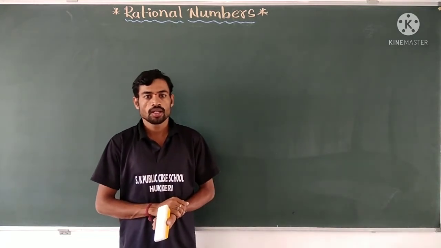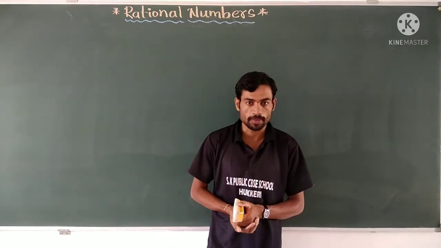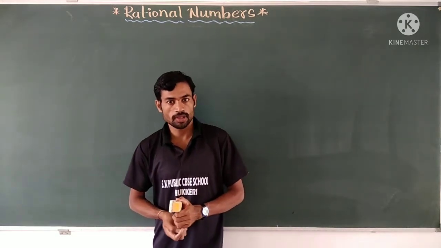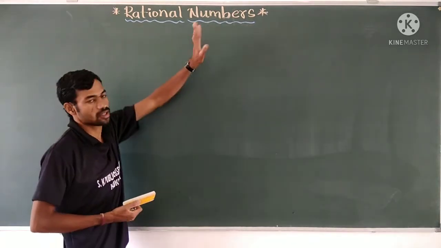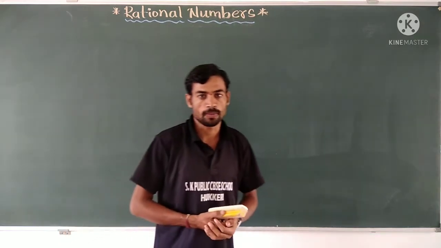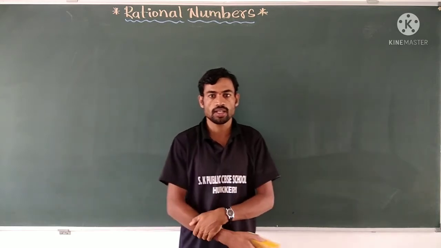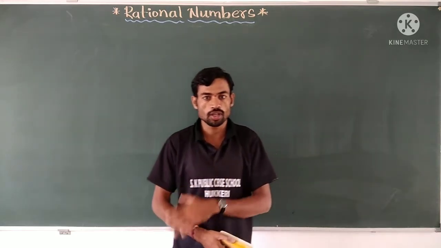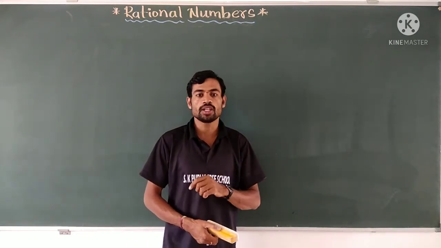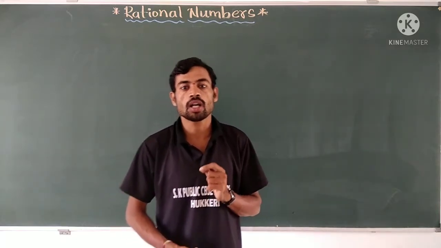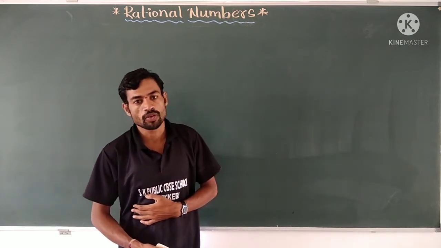Dear students, in the previous class session we discussed the different types of numbers: natural numbers, whole numbers, integers, as well as rational numbers. In class 7th standard, we discussed natural numbers, whole numbers and integers. We have also studied the properties which are used for the different types of numbers.